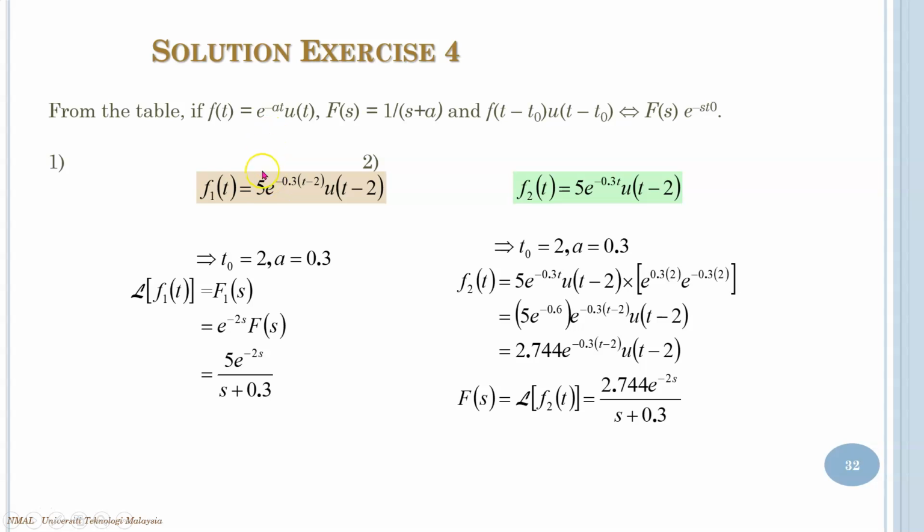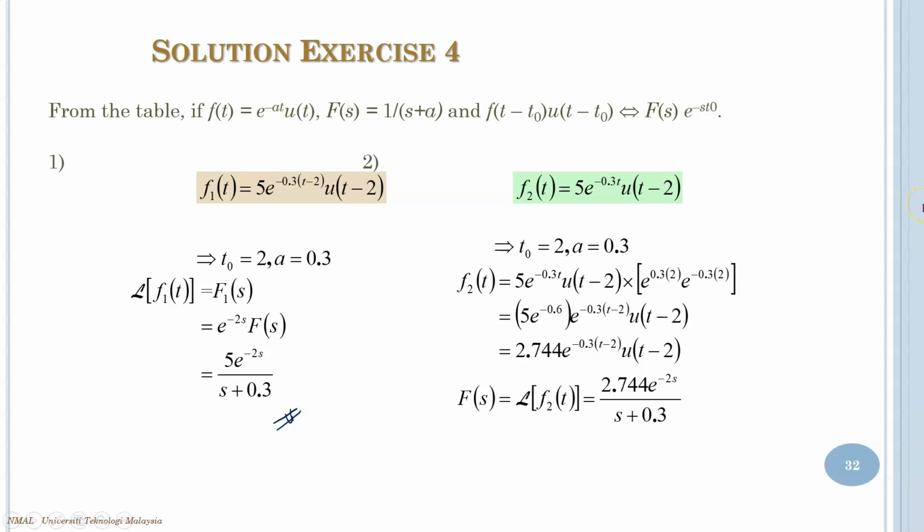For the exponent function here, it should be this one. The Laplace transform should be 1 divided by s plus 0.3, because there is 5 here. So 5 divided by s plus 0.3. So that is F(s). And for the time shifting, only then do we multiply by exponent negative s t naught. So this is exponent negative 2s. Okay, so this is the solution for question 1.